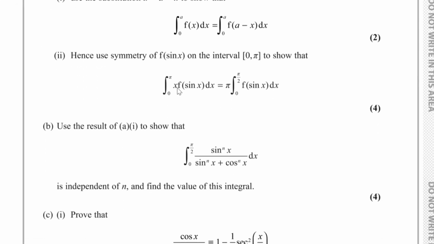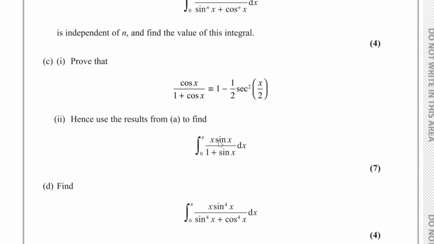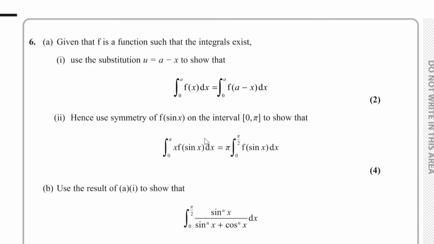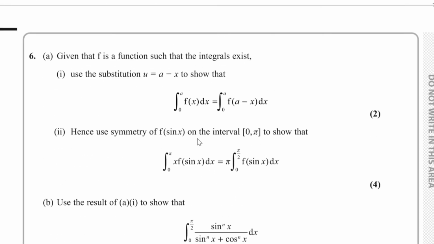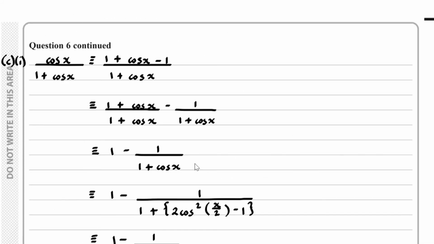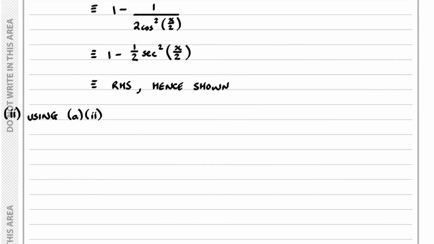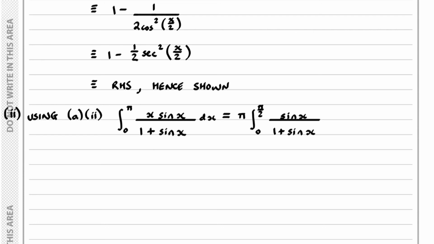Now, here we've got an x, and here we've also got an x, and f of sine x, that's sine x over 1 plus sine x, and we're integrating from 0 to pi. So we can apply the result from the second part of part A. So, using the second part of part A, we've got the integral from 0 to pi of x sine x over 1 plus sine x with respect to x. That's equal to pi times the integral from 0 to pi over 2 of sine x over 1 plus sine x.